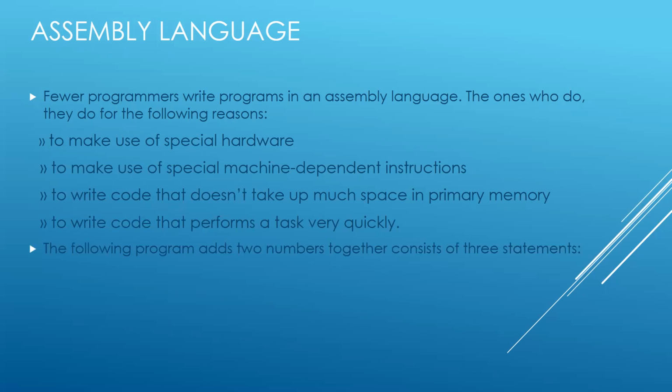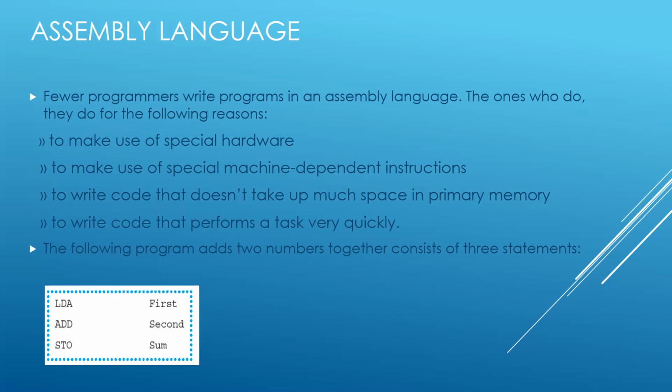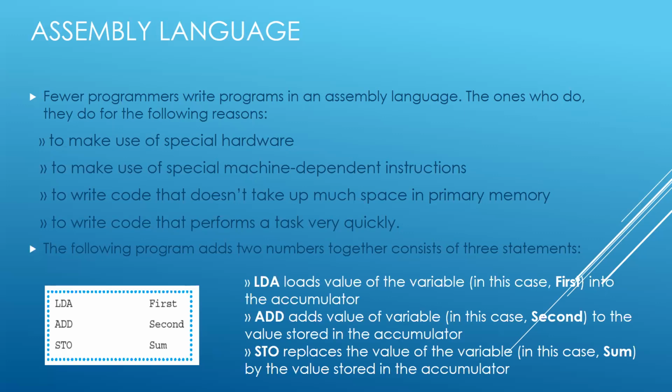Now, there's a small program just to make you comprehend that this program is meant to add two numbers together. It consists of 3 statements only: LDA, ADD, STO. These are the 3 statements used in assembly language, which you are going to study, inshallah, in A levels. And what are they for? LDA is doing what? LDA is loading the value of the variable, and I hope that you all know what a variable is.